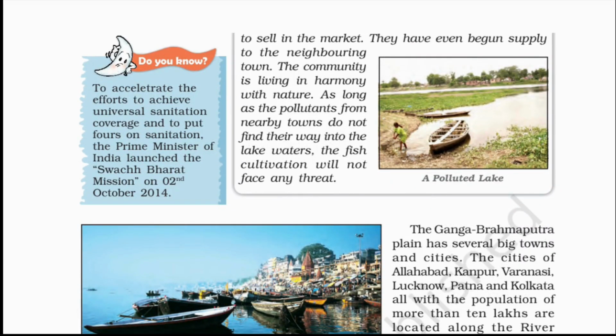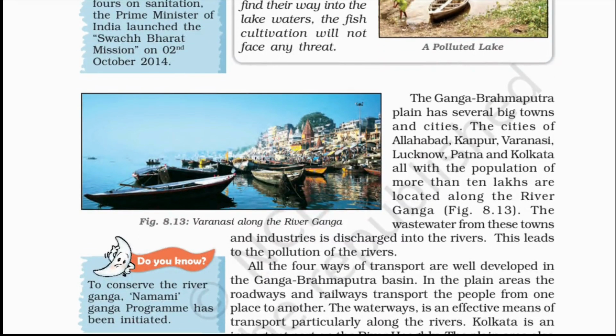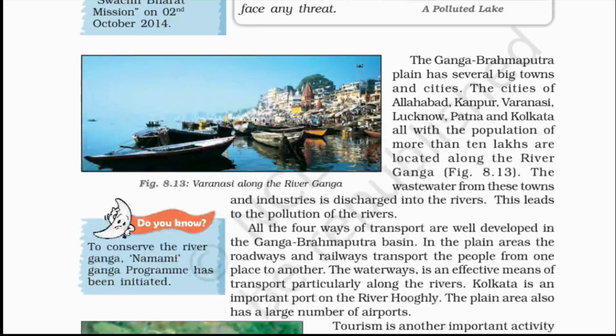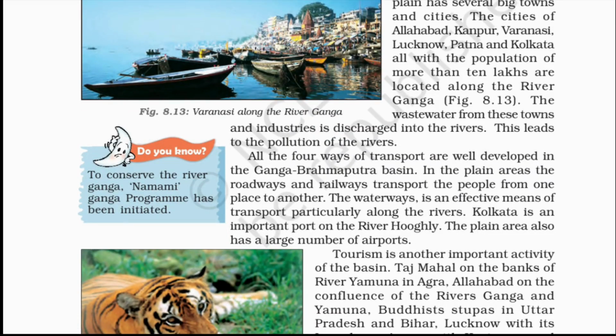Now let's see this do you know box on the left. To accelerate the efforts to achieve universal sanitation coverage and to put focus on sanitation, the Prime Minister of India launched the Swachh Bharat mission on 2nd October 2014. The Ganga-Brahmaputra plain has several big towns and cities. The cities of Allahabad, Kanpur, Varanasi, Lucknow, Patna and Kolkata, all with the population of more than 10 lakhs, are located along the river Ganga. The wastewater from these towns and industries is discharged into the rivers. This leads to the pollution of the rivers.